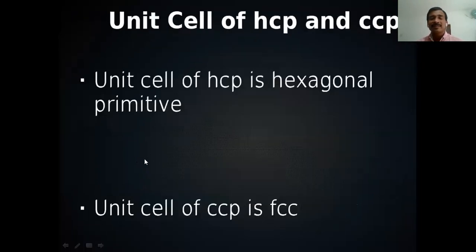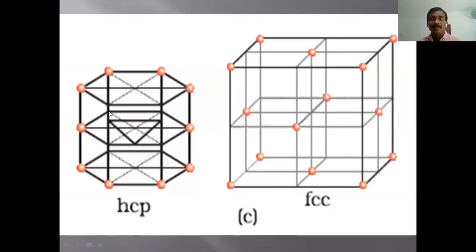Now what is the unit cell? This is a close packed arrangement. In a crystal there is a unit cell. What is the unit cell of HCP? That is hexagonal primitive or simple hexagonal. What is the unit cell of CCP? That is face-centered cubic. You can see the diagrams here. It is a face-centered unit cell. Particles are present at the corners and also at the center of each face.